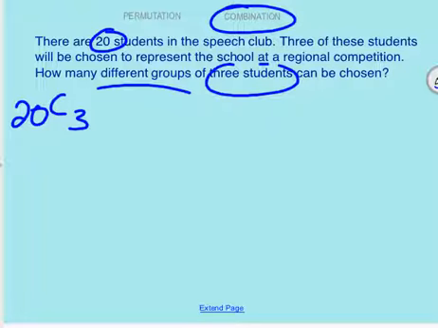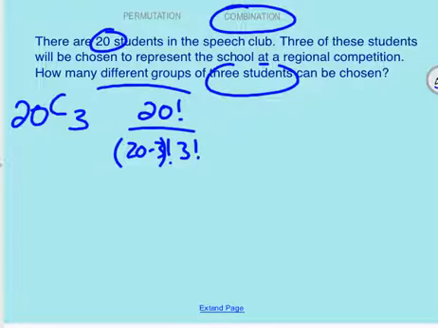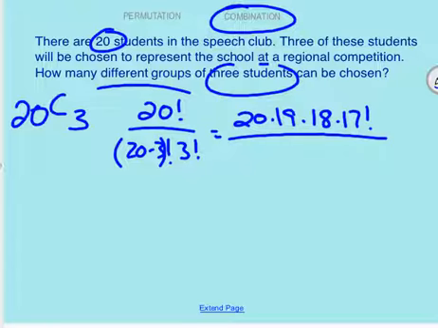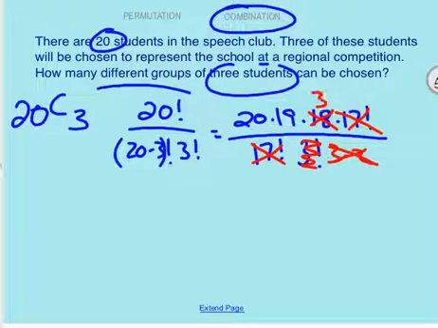So 20 choose 3. So I would have did 20 factorial over 20 minus 3 factorial over 3 factorial. So this is going to be 20 times 19 times 18 times 17 all the way to 1. Well, good news. 20 minus 3 is going to be 17 factorial and 3 factorial. So we luck out right here because this 17 factorial will cancel with all those 17, 16, 15, 14, all the way down. So then I would take this 3, scribble it out, do 3 times 2. 3 times 2 is 6 still, and that 18 would change to a 3.